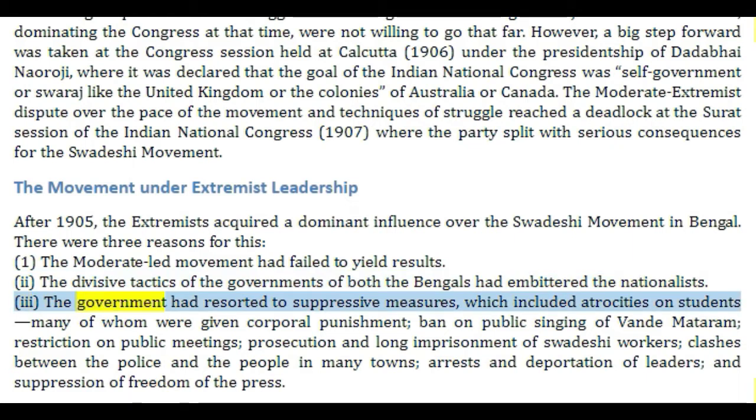3. The government had resorted to suppressive measures, which included atrocities on students, many of whom were given corporal punishment, a ban on public singing of Vande Mataram, restriction on public meetings, prosecution and long imprisonment of Swadeshi workers, clashes between the police and the people in many towns, arrests and deportation of leaders, and suppression of freedom of the press.